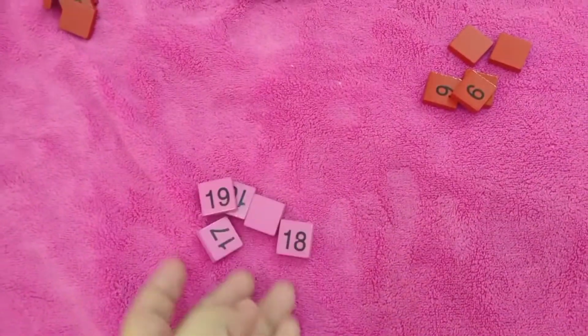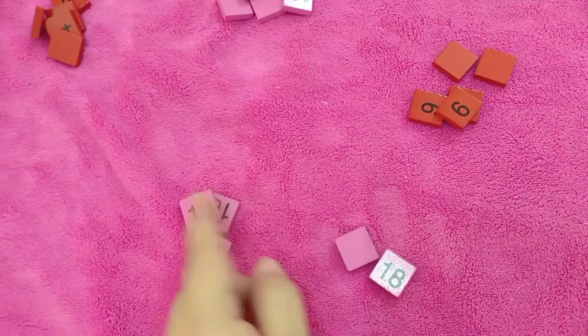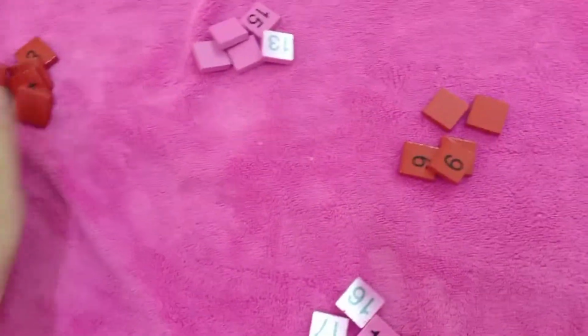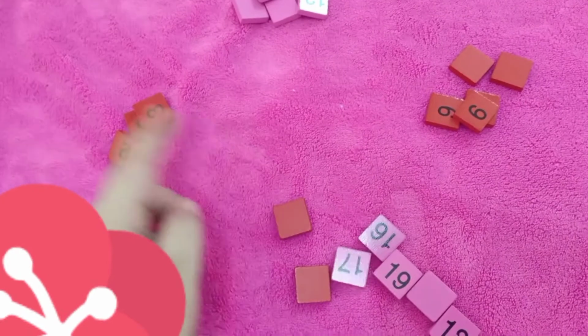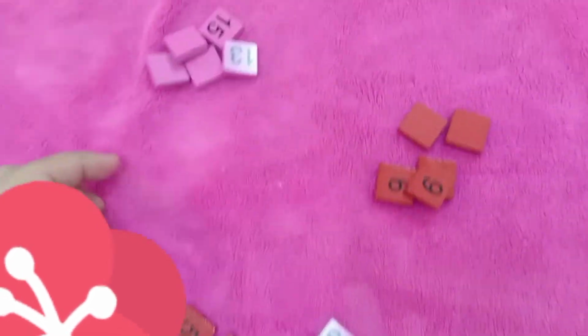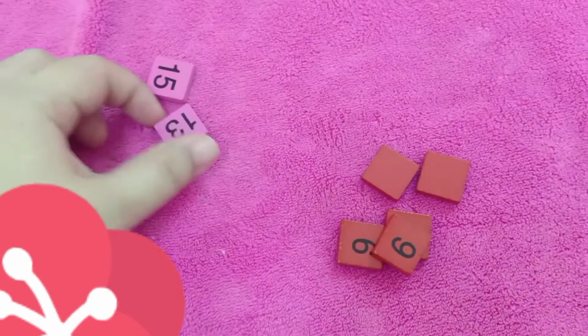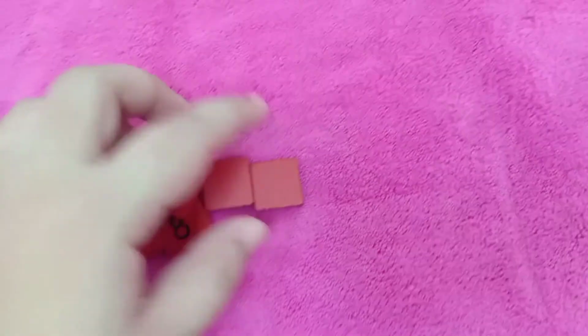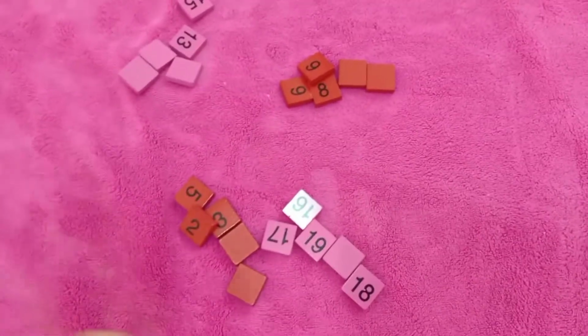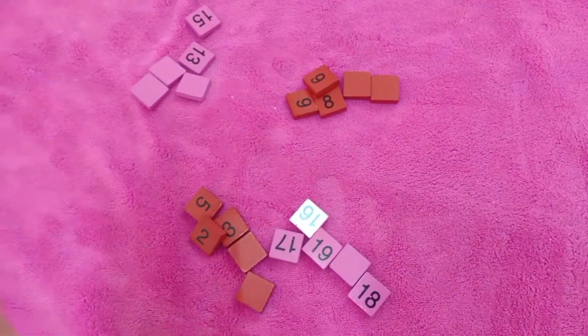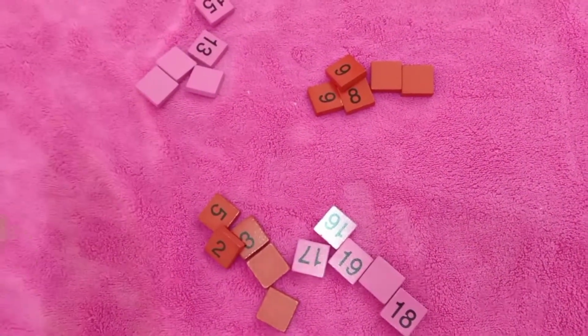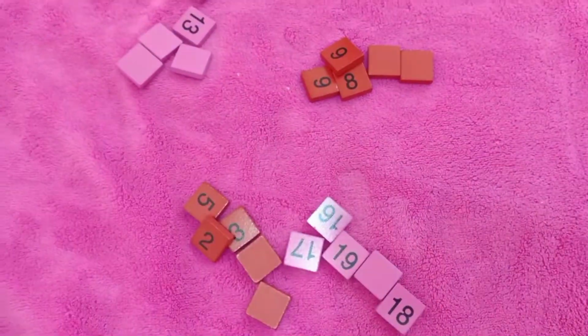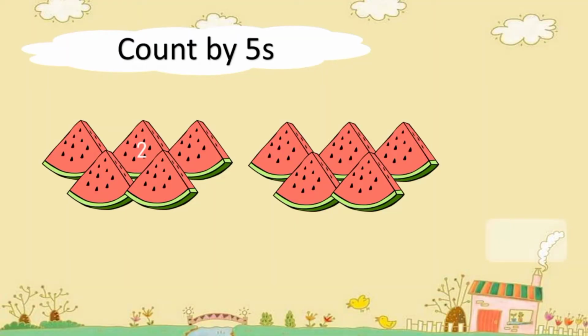If I count one by one, 1, 2, 3, 4, 5, 6, 7, 8, 9, 10, 11, 12, 13, 14, 15, 16, 17, 18, 19, 20. I have 20 blocks. This is what I teach you about count by 5.